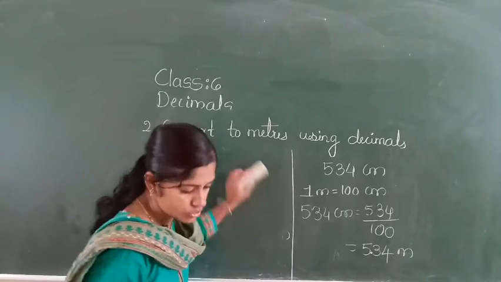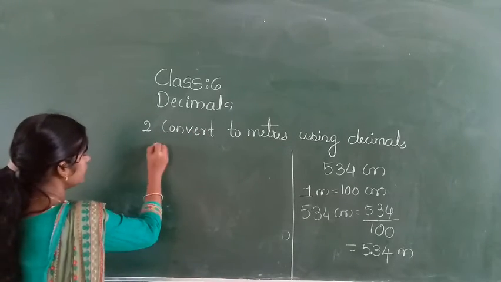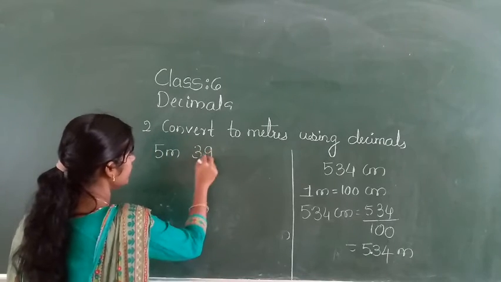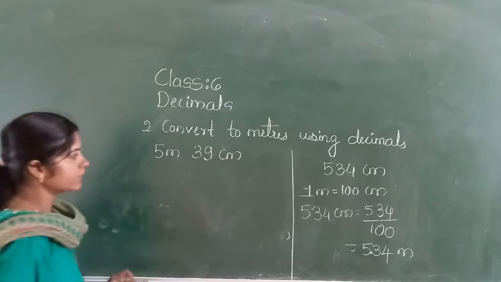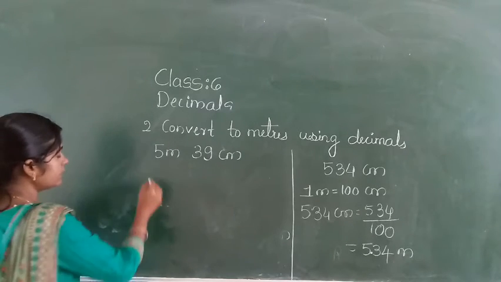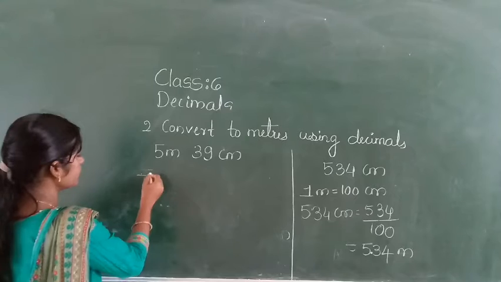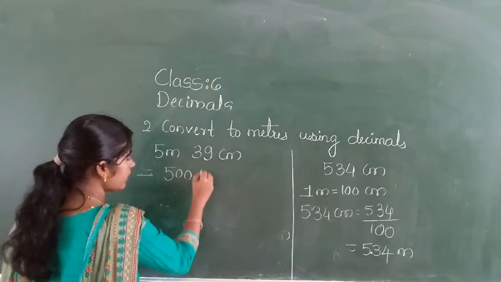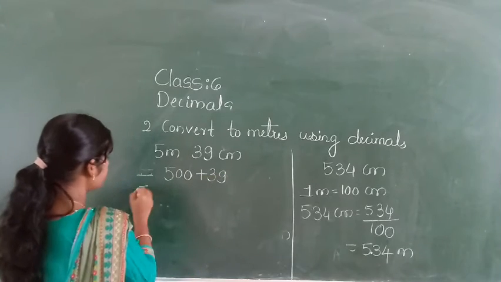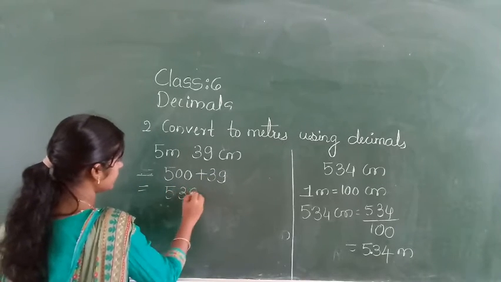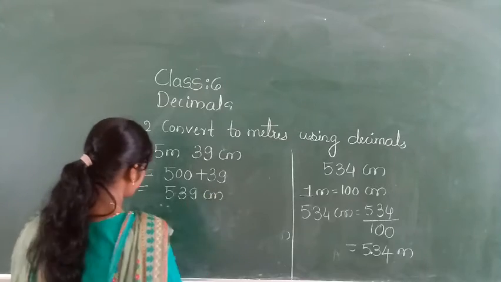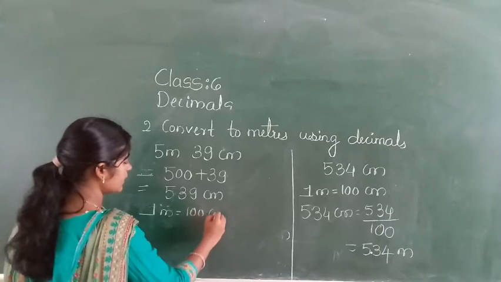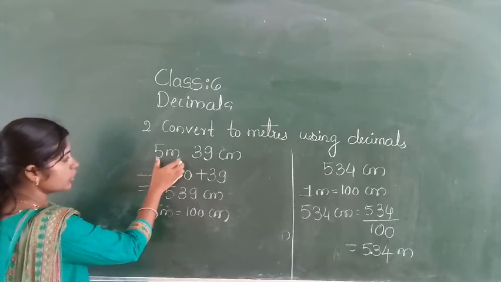See here. So I will take here 5 meter and 39 centimeter. 5 meter, 39 centimeter. Then add here, see here, 5 meter. You can follow this method also. 5 meter means it is 500 centimeter plus 39. So add both, how much is it? 539 centimeter. Okay. So take here 1 meter is equal to 100 centimeter. Here I converted this to centimeter.